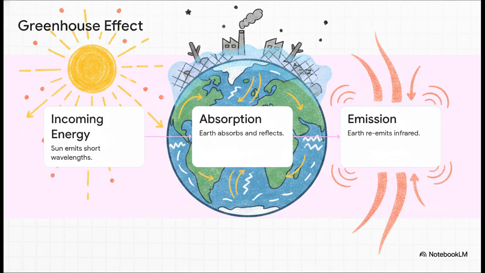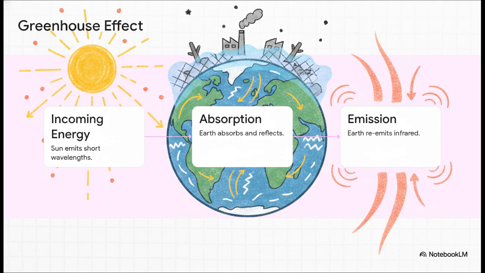Step 1, the sun. It's incredibly hot, so it blasts energy toward us in these high-energy short wavelengths that just punch right through our atmosphere. Step 2, about 30% of that energy bounces right back into space, off clouds and the Earth's surface, and the rest is absorbed. But here is the crucial aha moment in Step 3.